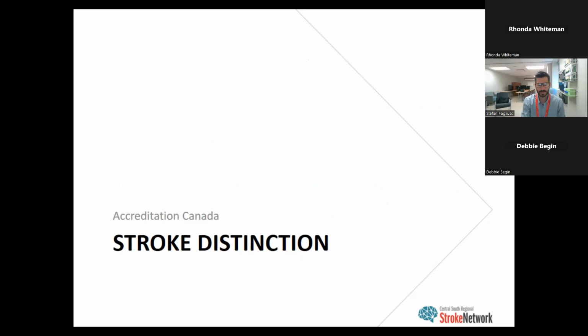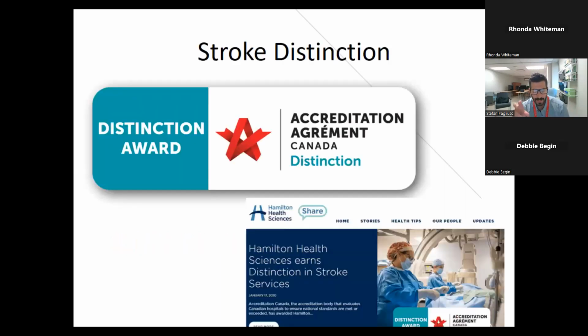So if we spend just a minute here talking about stroke distinction, this is a program through Accreditation Canada that focuses on stroke best practice implementation at centers. If we go to the next slide, Rhonda, in November of 2019, Hamilton Health Sciences had their third site visit for stroke distinction accreditation, and they achieved stroke distinction in both acute and rehab streams of service. Every 4 years, Accreditation Canada has a site visit in order to evaluate processes and best practices at those sites that are part of the stroke distinction program.